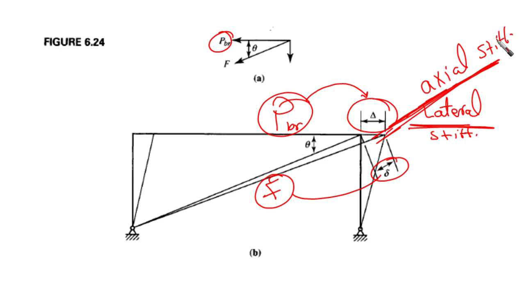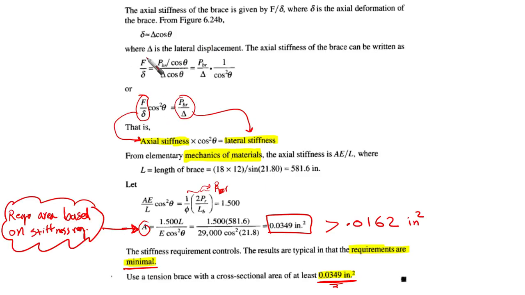Based on that, from the manipulation of the main equation, we found that one fraction provides axial stiffness and another fraction provides lateral stiffness. So we have two different stiffnesses for the same brace, connected by cosine squared theta. From elementary mechanics of materials, the axial stiffness equals EA over L, as I said. Here L is the length of the brace, which we know is 18 by 12.